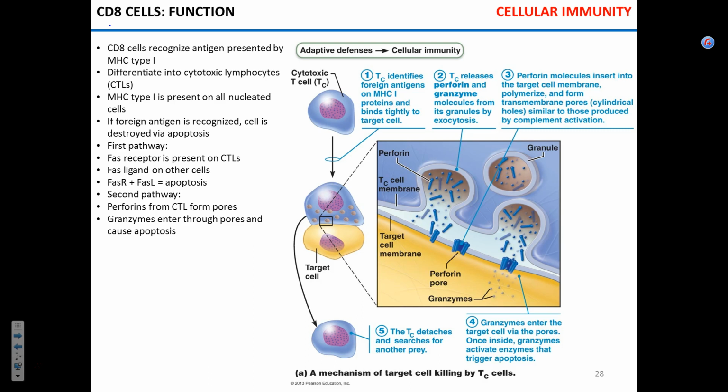CD8 cytotoxic lymphocytes can kill any nucleated cell in the body because they recognize type 1 MHC, and type 1 MHC is on every nucleated cell in the body. Does that make sense? Cool. How are they going to kill it? Well, first of all, no phagocytosis involved.